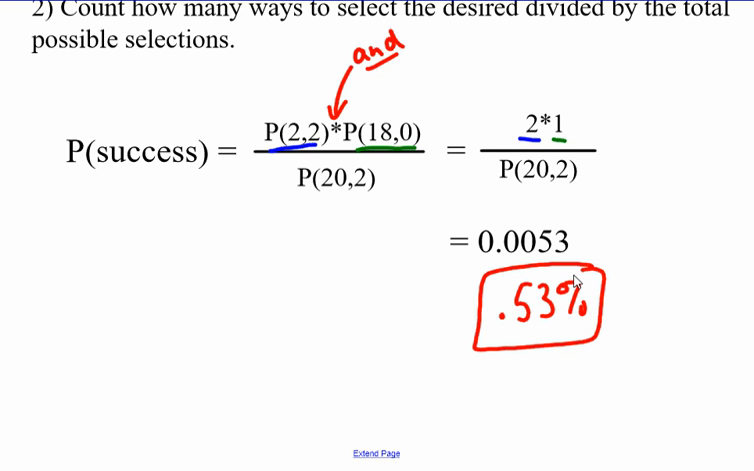So that's the first example. So I think the rest of them are combinations. I wanted to lead off with an example of a permutation. Permutation here since order mattered.